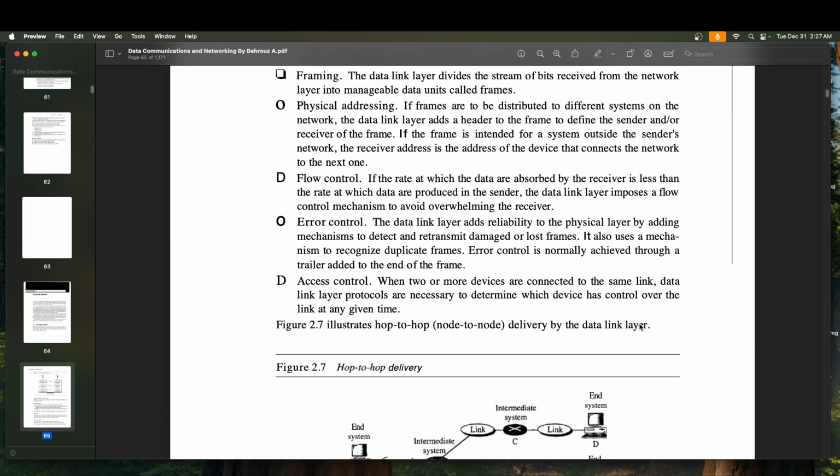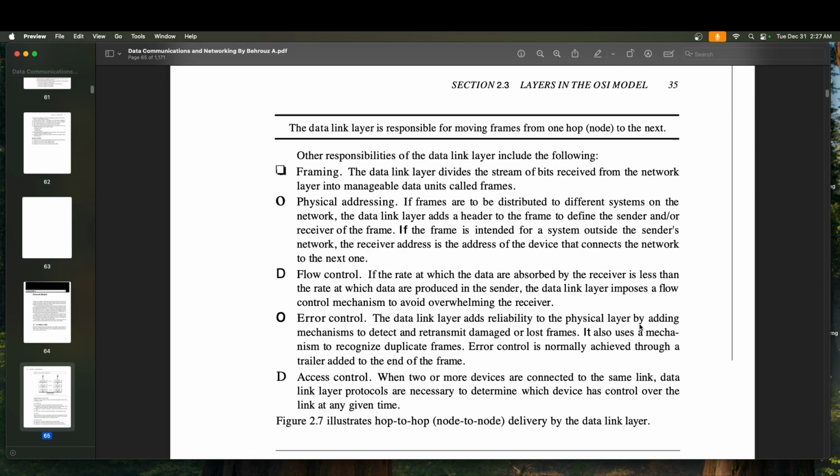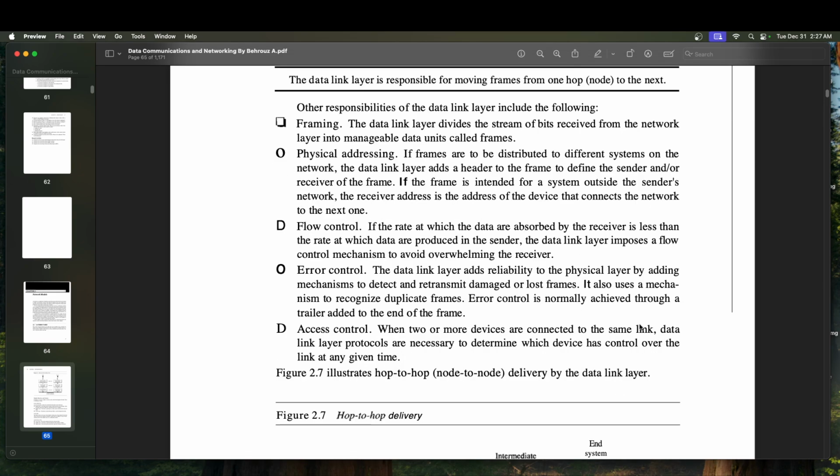The access control. Now into more detail, flow control is basically how the data the sender is sending should be synchronized with the rate at which the receiver is receiving. There should be a synchronous operation. It should be synchronized, right? That's basically flow control.